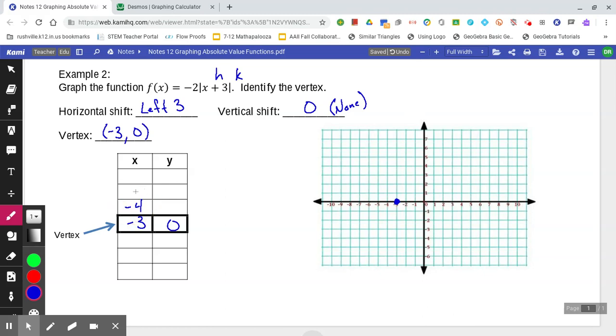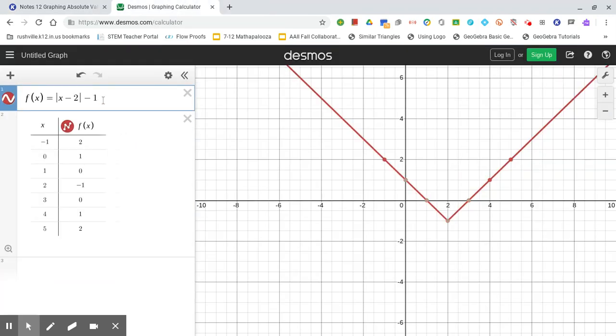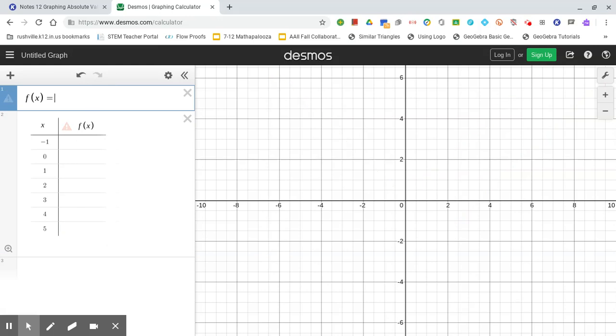First integer lower than negative 3 is negative 4, so I'll count by ones going this way. And I'll count by ones going in the other direction as well. Okay, so let's try this one out. Going back to our calculator here, typing in our new equation: negative 2 times the absolute value of x plus 3. Close our absolute value bars, and there we go. There's our vertex, just like we said, at negative 3, 0. So that's handy.